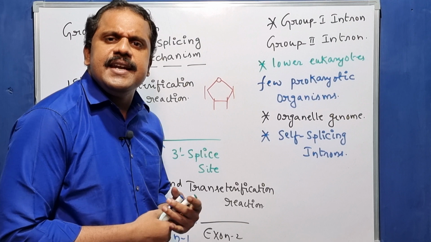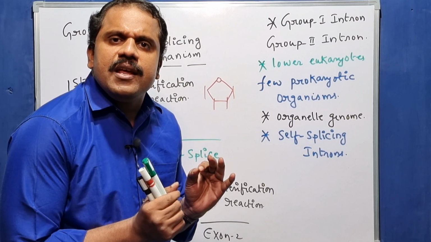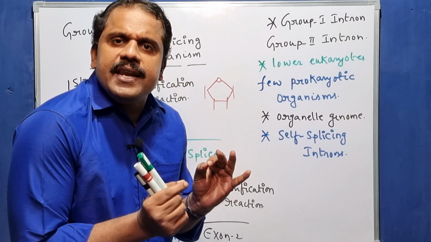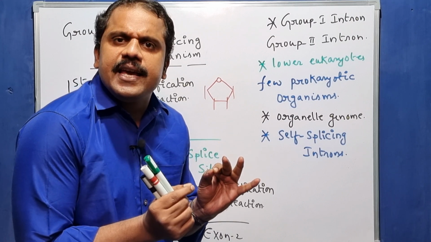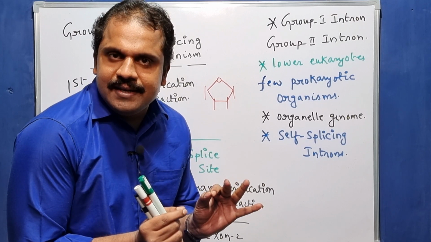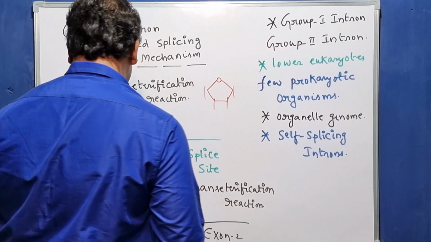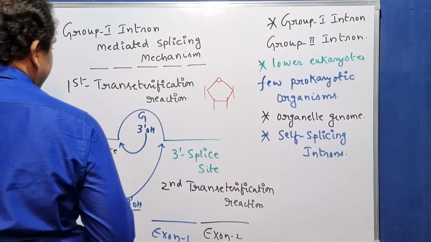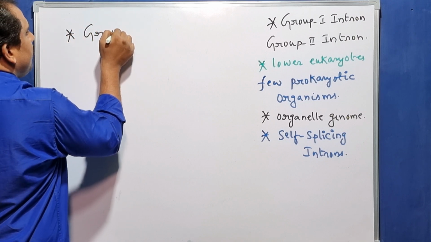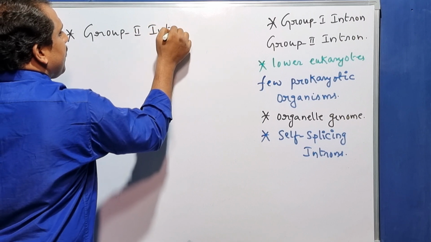In addition to the group 1 intron mediated splicing mechanism, there is one more splicing mechanism, and this splicing mechanism is carried out by taking the advantage of group 2 introns. Is it clear? So let me write it on the board. Here it is nothing but the group 2 intron mediated splicing mechanism.